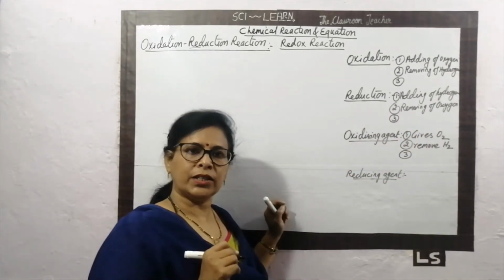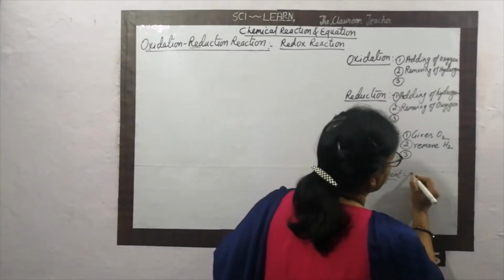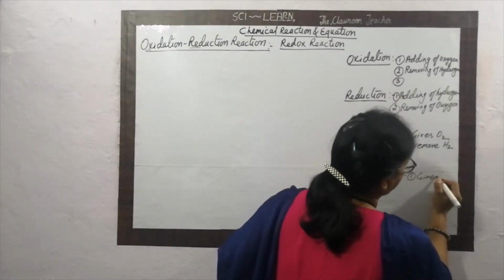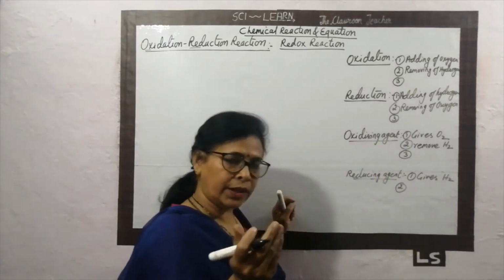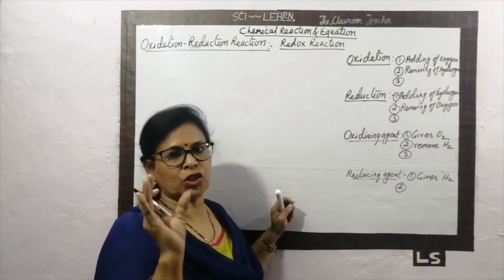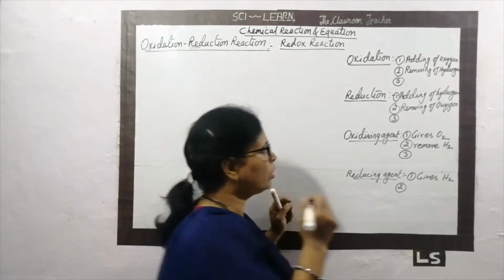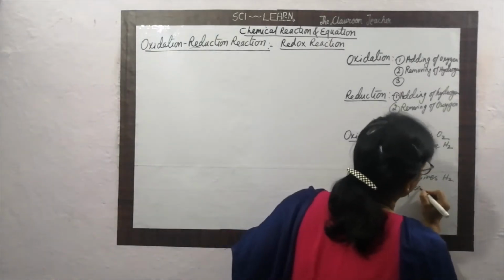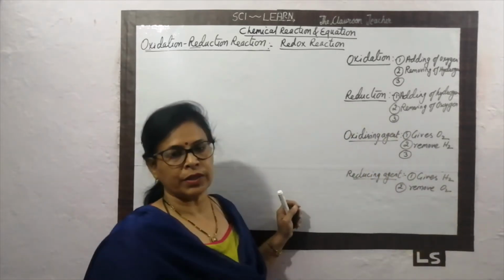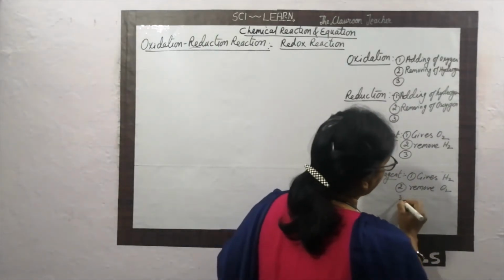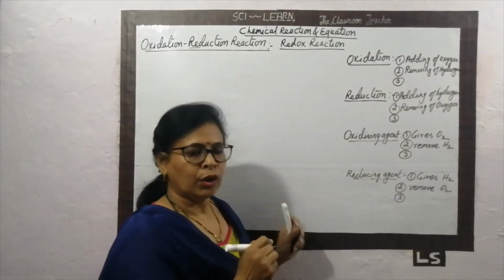Now what is a reducing agent? Reducing agents are the agents which give hydrogen. If hydrogen is given in any reaction, that particular substance is called the reducing agent, or which removes oxygen, that is called the reducing agent. Here also one place is left, that we call the third position.